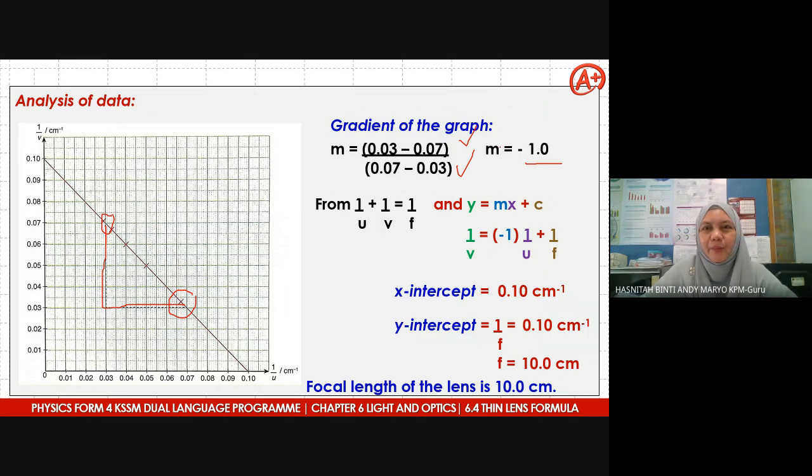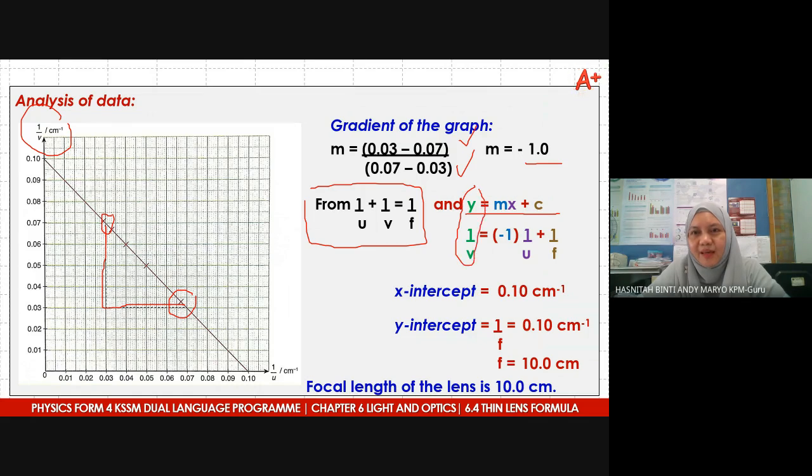Then from the thin lens formula, 1 over f equals 1 over u plus 1 over v, and the linear equation formula, y equals mx plus c, how are we going to equate these formulas? Students, this lens formula we have to arrange. So our y is 1 over v. We put y here: 1 over v is y. And our gradient, which we calculated earlier, is negative 1.